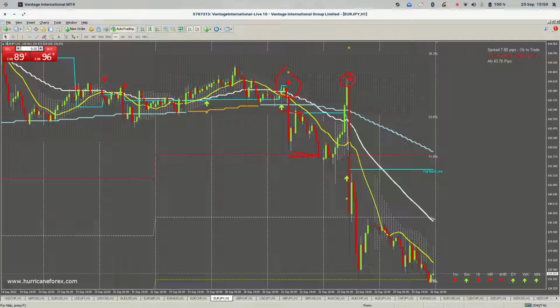Second one. There's your first target. There's your second target. Okay, but there's a buy. There's a nasty buy before it, so it's a bit of a mess. But it's all news driven.